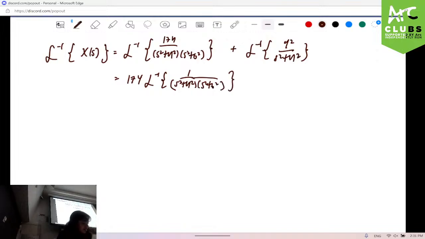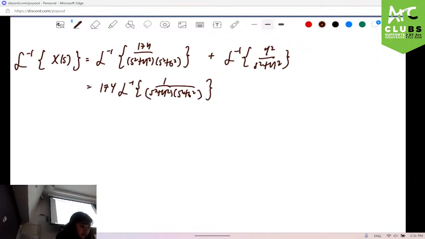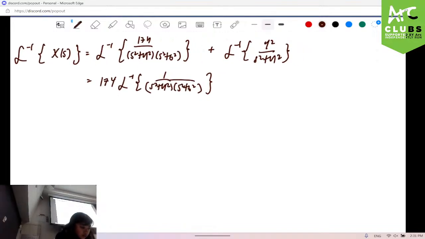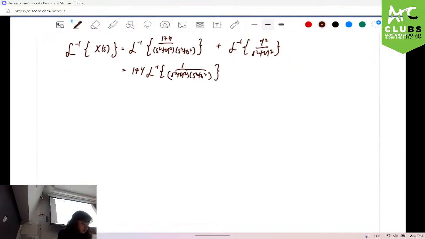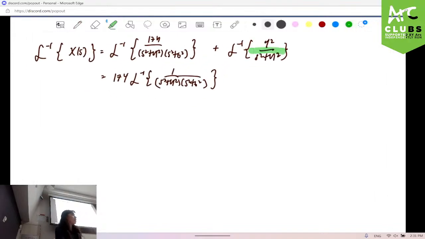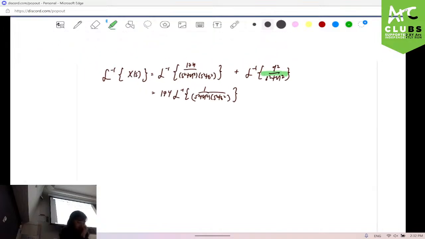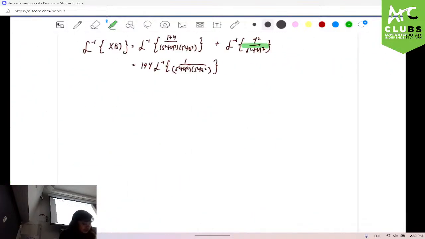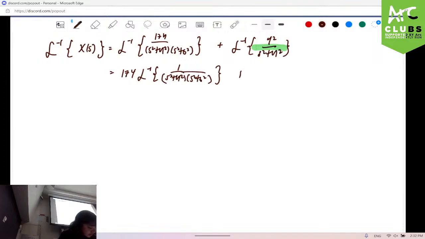And wait a minute, what does this look like? This looks like sine, right? But then we have 4 squared instead of 4. So what we're going to do is it's going to be plus 4 sine 4t, right? Okay.